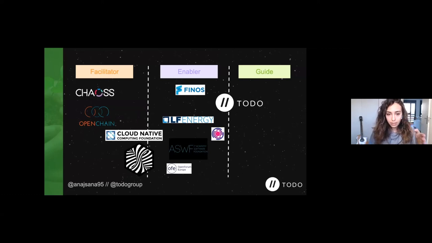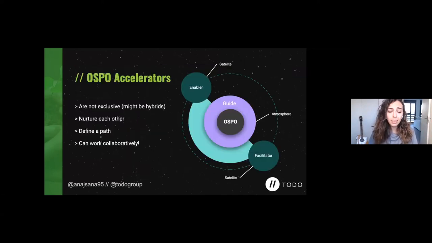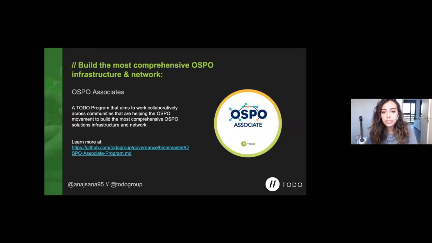I just wanted to have a visual image of what I'm trying to explain. And just to say, these are not exclusive. They might be hybrids. They nurture each other. They define a path, and they can work in a collaborative way. And one of the ways we're trying to achieve this at the TODO Group is by building OSPO Associates. It's an OSPO program that aims to work in collaboration across these communities, and by working together, get a better OSPO experience.